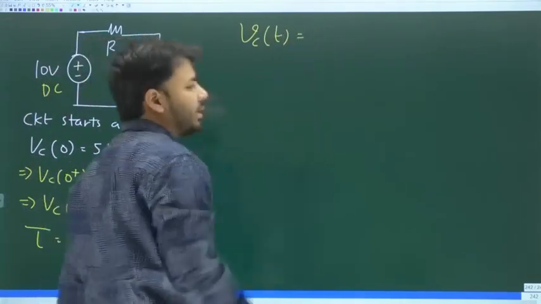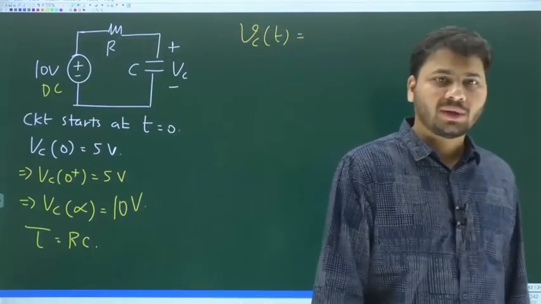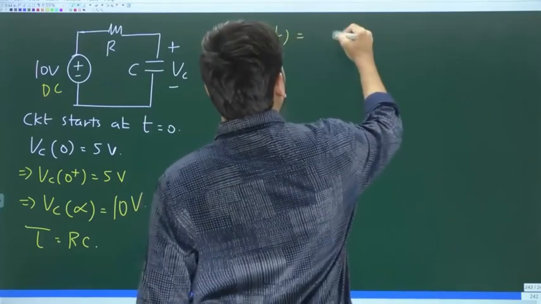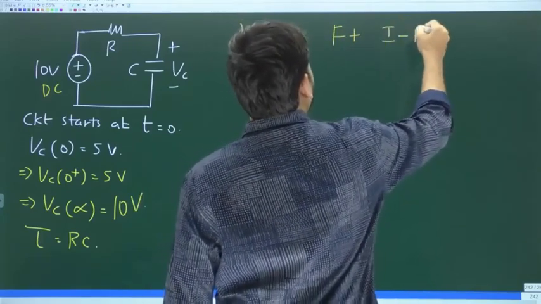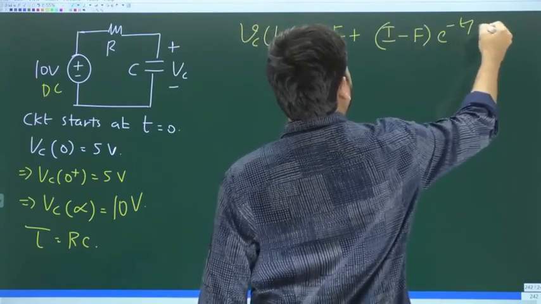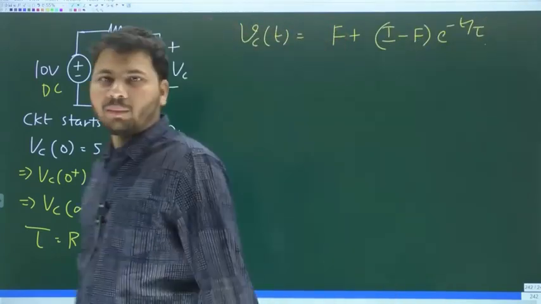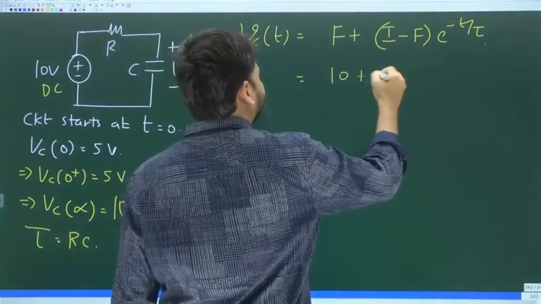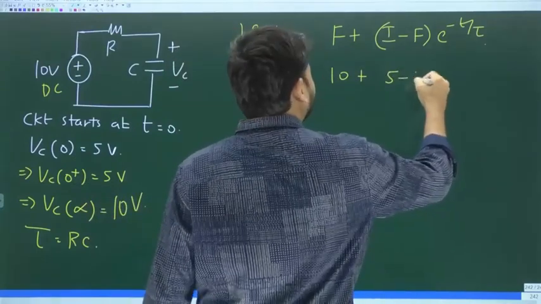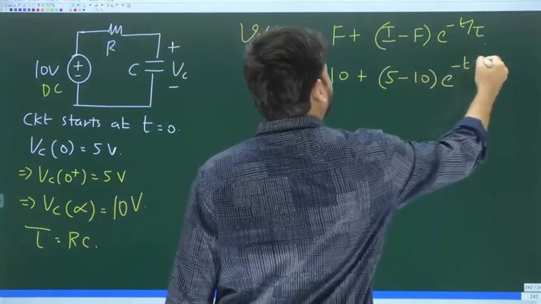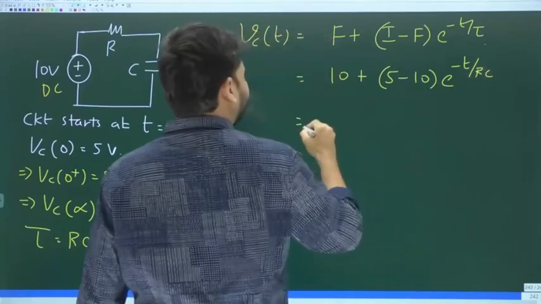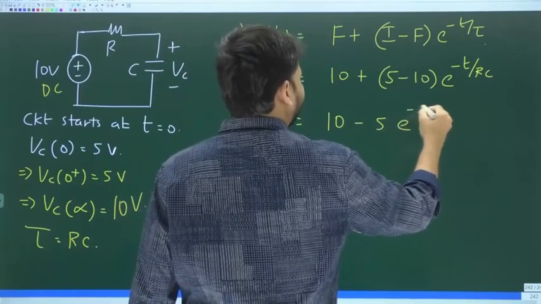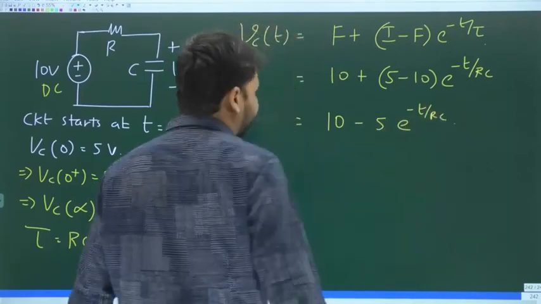And now we can write the expression for VC of t for t greater than 0 using the same formula, which is this: final plus initial minus final times e to the minus t by tau. So here final is what? 10, initial is what? 5, again minus 10 into e power minus t by RC. So this can be written as what? 10 minus 5 e power minus t by RC.